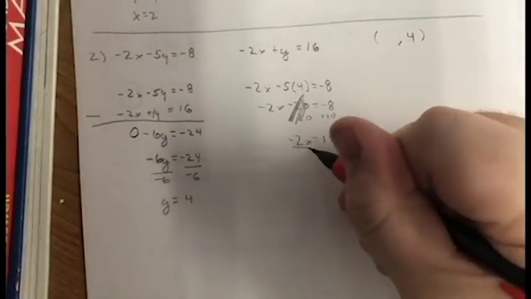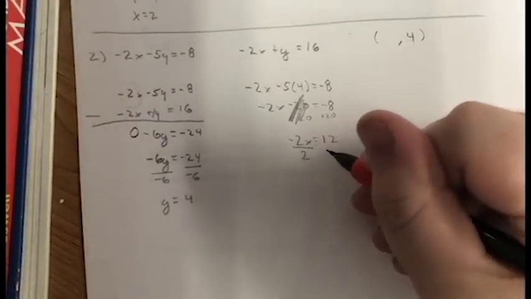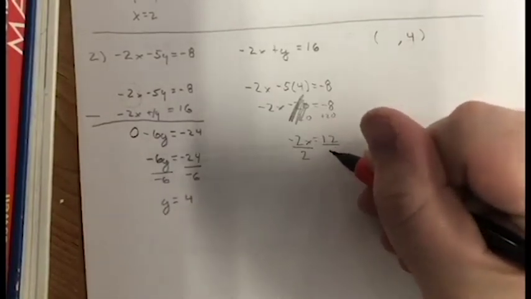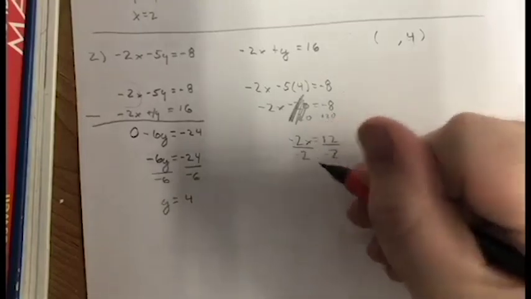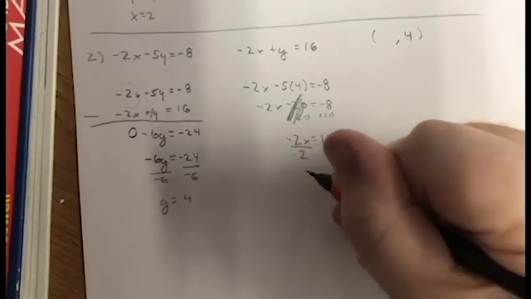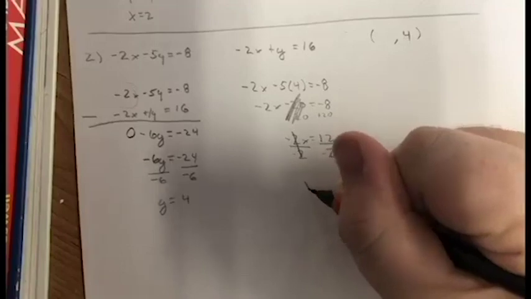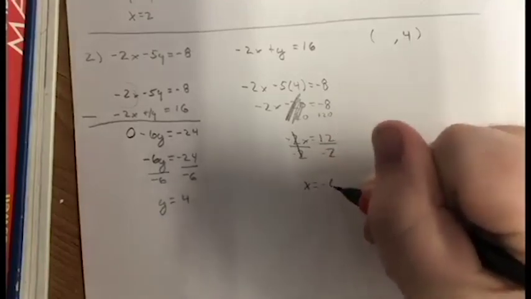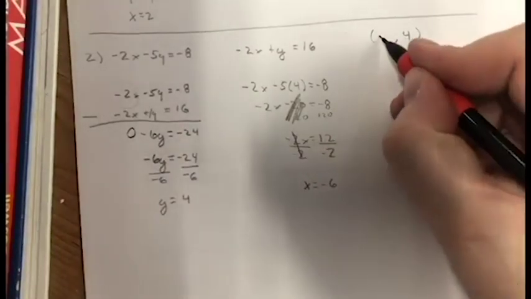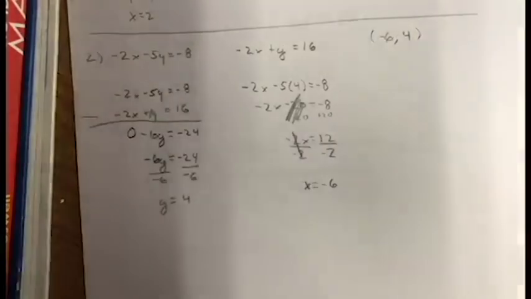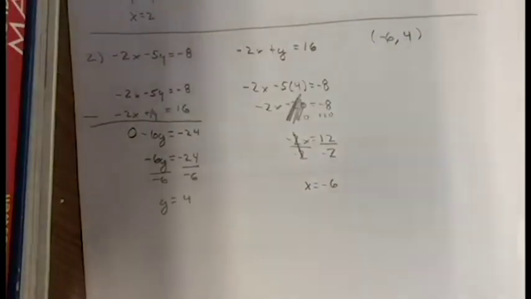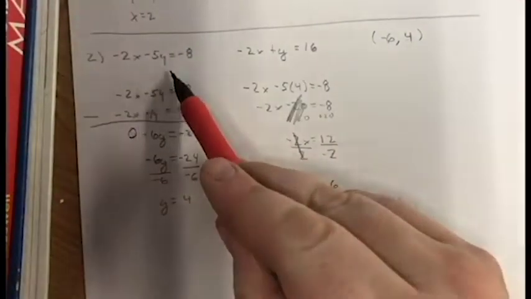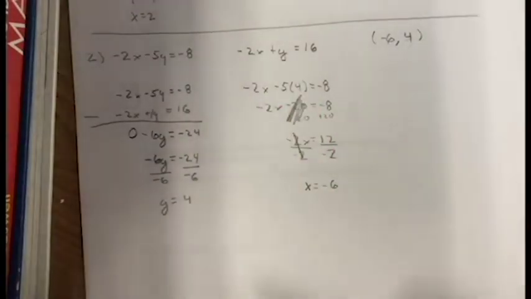Now I'm going to divide by negative 2, because we've got to get rid of that multiplication through division. We're dividing by negative 2 on both sides, and that cancels out to give me x is equal to negative 6. So I found my x value for my ordered pair. If I've done my math right, the solution to these two linear lines when they cross on a Cartesian plane is going to be at negative 6, 4. This is where your x will meet.